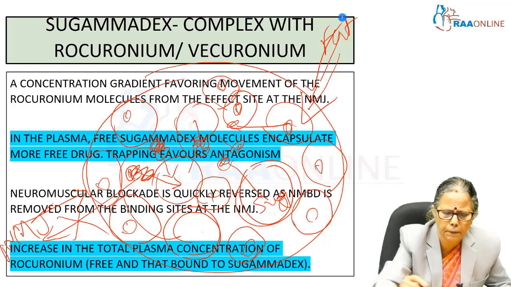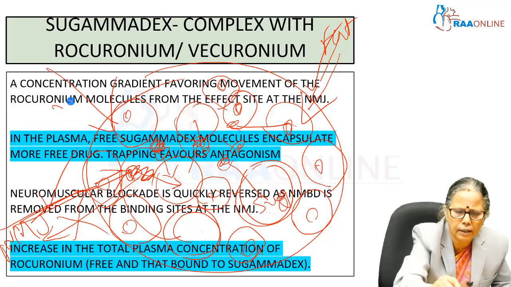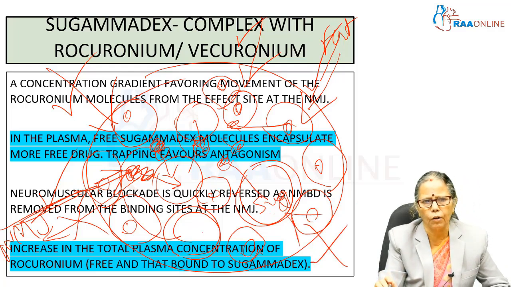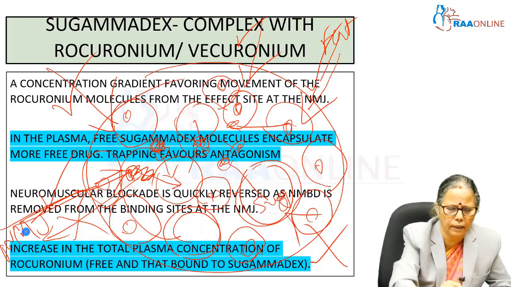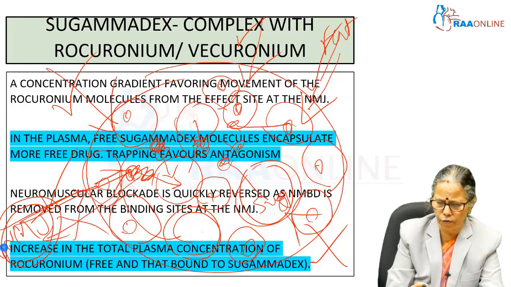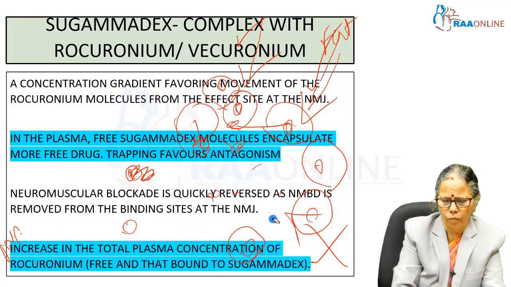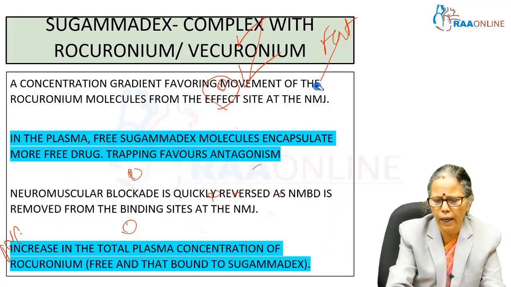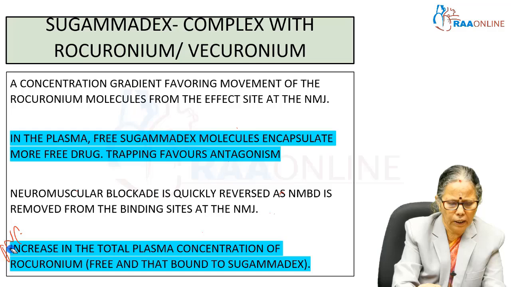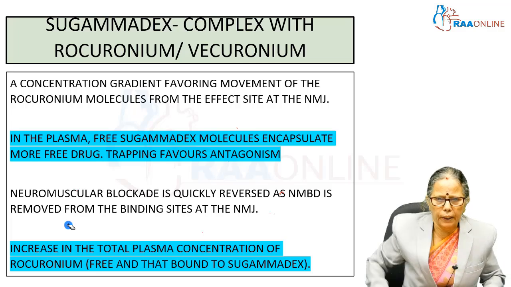So this is facilitated from NMJ to plasma. From wherever the drug can come, from all the compartments of the body, it is allowed. But the return to the NMJ is not there. It cannot happen at all. So that is the advantage of giving this drug in reversal. I hope I am clear. So it is a one-way traffic, one-way movement of the free drug from the neuromuscular junction to the plasma, and there is no two-way transportation.